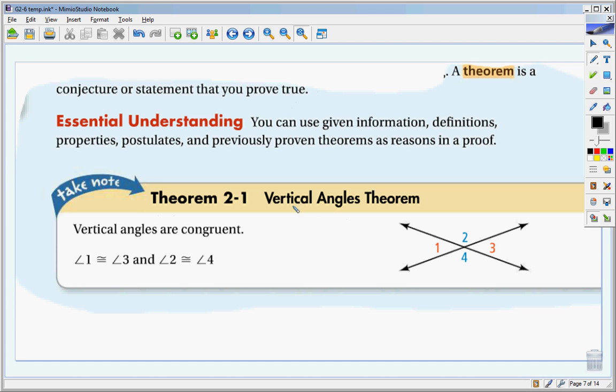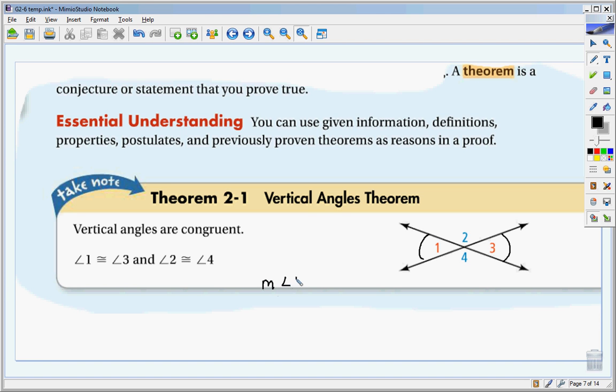And the first theorem says vertical angles are congruent. We've already talked about that. All vertical angles have equal measurements. And I can show you that angle 1 has to be congruent to angle 3 without using this theorem.